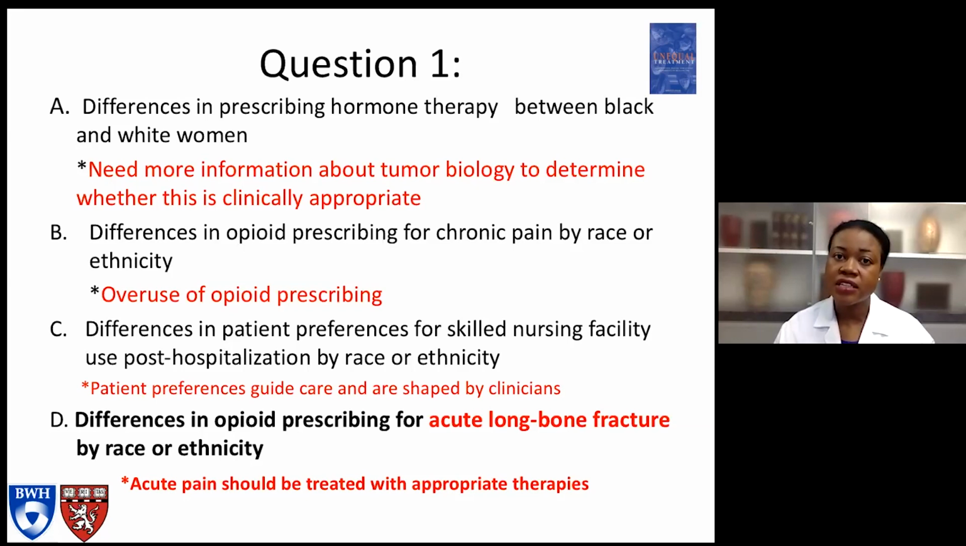In this context, acute pain, including pain that happens from fracturing a long bone like a femur, should be treated with appropriate therapies. And so that is why this is a healthcare disparity if we notice that there's difference in prescribing for acute pain.